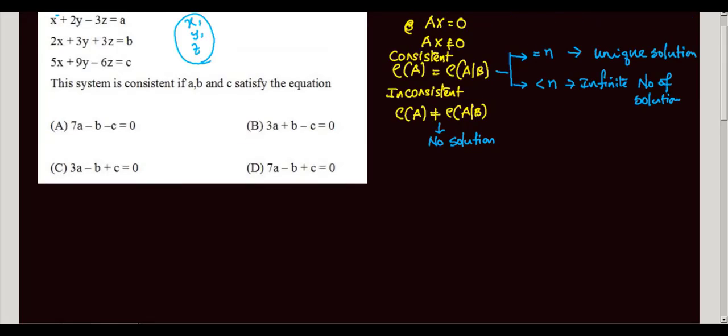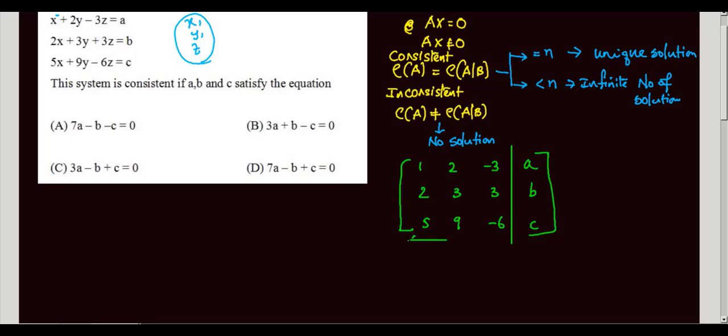First, let's try to write the matrix. If I write the matrix: 1, 2, minus 3, a; 2, 3, 3, b; 5, 9, minus 6, c. So this is the matrix. Up to here you have matrix A, and this is the augmented matrix.